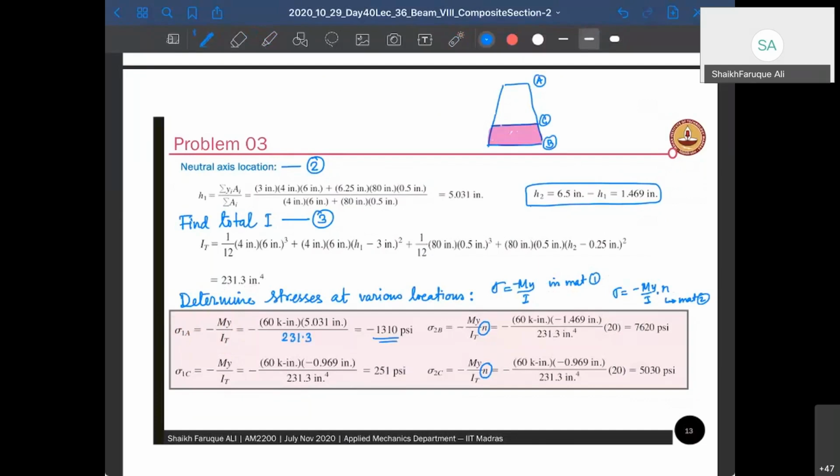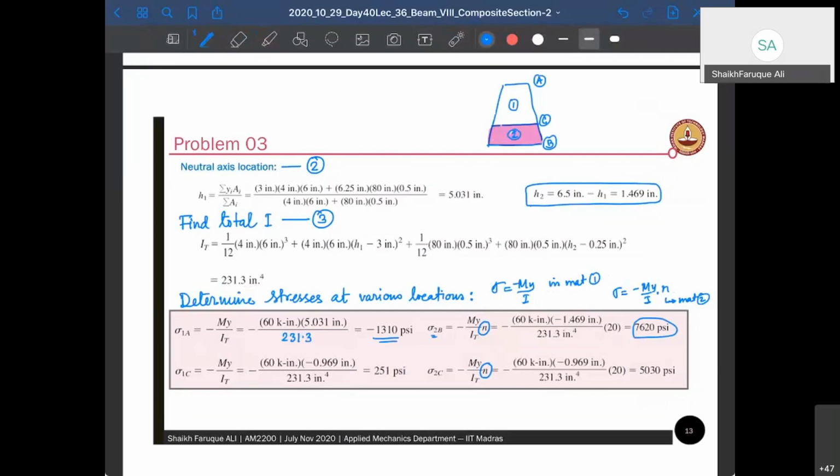Similarly, sigma 2b, that means here is in the material 2, and therefore we have to multiply with n, and that comes out to be, if you put the values, you get 7260. What happens if you don't multiply with n? If you don't multiply with n, then it will be similar to the stress that a wood will carry if wood has been attached in the material 2 portion. Okay, and that's why it is not right to not multiply with n.